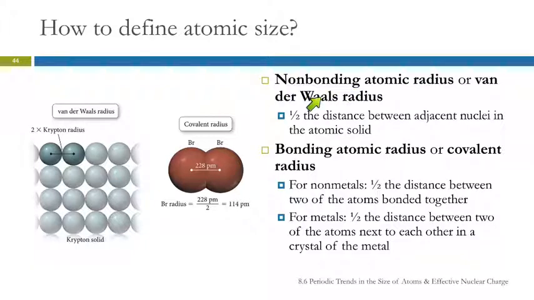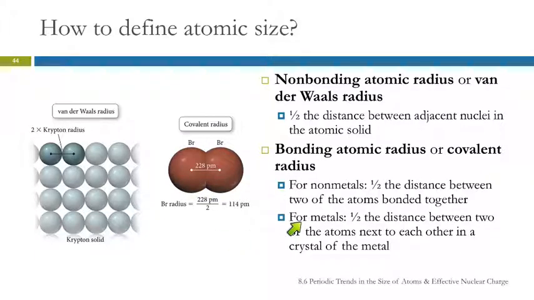It's also called the van der Waals radius, and this is half the distance between adjacent nuclei in the atomic solid. So you have, say, krypton solid, and you look at the distance between two nuclei, and you divide that in half, and you say, okay, that's the radius of the atom. Or you can look at the bonding atomic radius, also called the covalent radius. So here you've got two bromine atoms, and they've bonded together. When they form a covalent bond, that pulls the nuclei closer together than they would be in a non-bonding atomic solid. So here, we're looking at half the distance between the nuclei, but here there's a covalent bond.